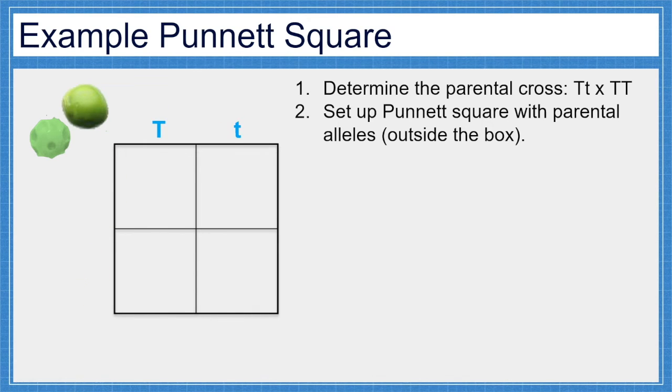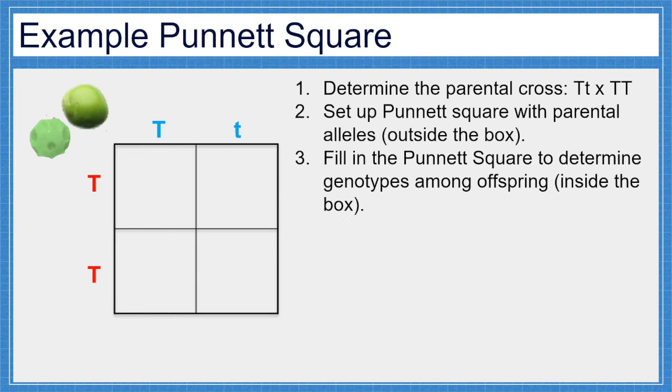So our first parent is big T, little t. So the big T goes above one column and the little t goes above the other column. Then the next parent is big T, and it's going to have its big T. One of them will be next to one set of rows and the other will be at the start of the other set of rows. Then we need to fill in the Punnett square to determine the genotypes for their offspring, all the possible ones.